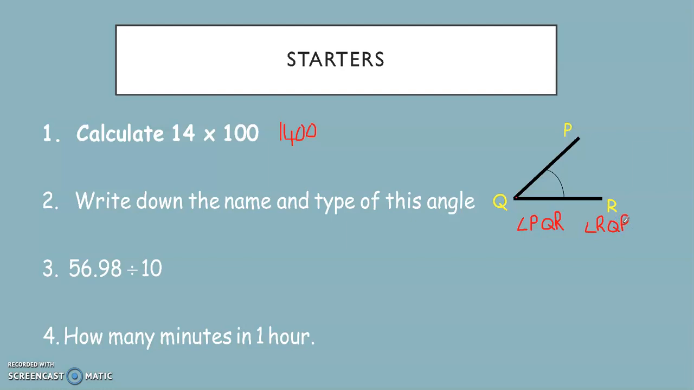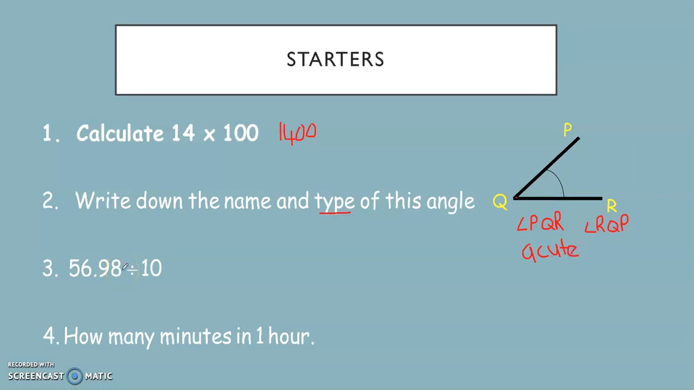Now, it doesn't matter which order the R and the P are in, but the Q must be the middle letter, okay? The type of angle: is this an obtuse angle, an acute angle, a right angle, and so forth? This is an acute angle. If you have a look at it, it is less than 90 degrees, therefore it must be an acute angle, okay?